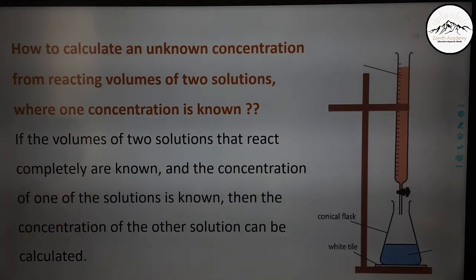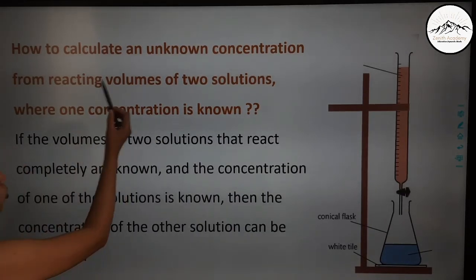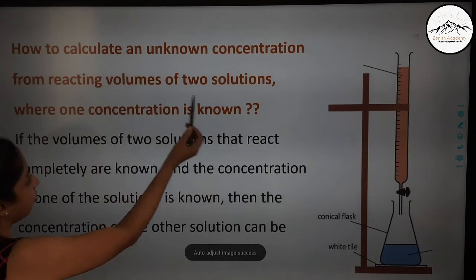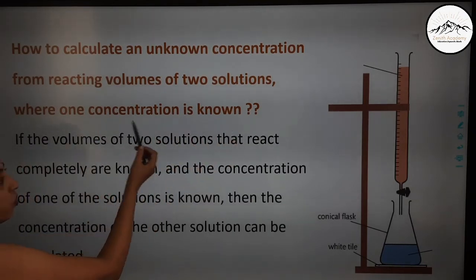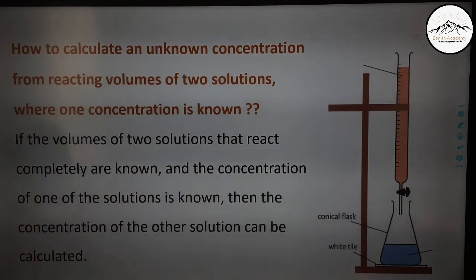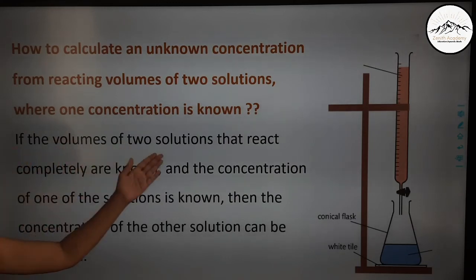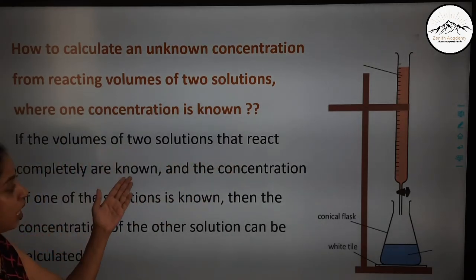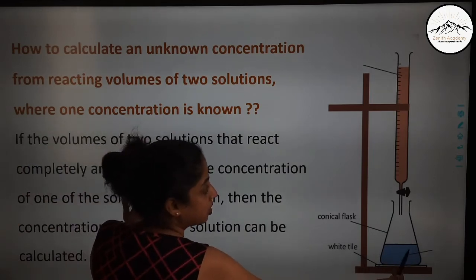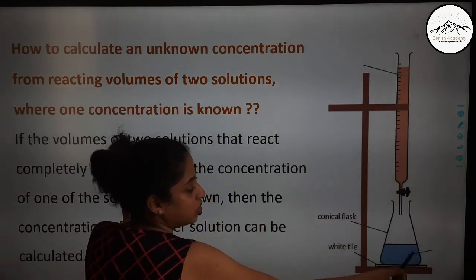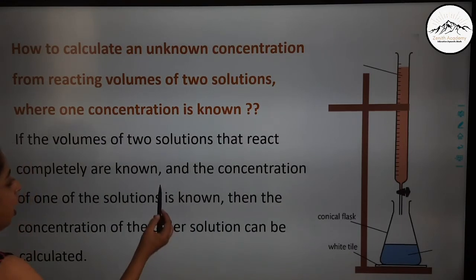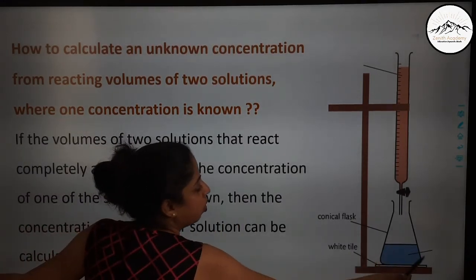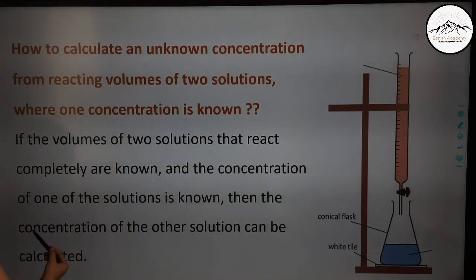Now the next question that arises is how to calculate an unknown concentration from reacting volumes of two solutions where one concentration is known. Now we all know that if the volumes of two solutions that react completely are known, so if we know the volume of this and the volume of this acid which has reacted with this, okay, and the concentration of one of the solutions is known, and we know the concentration of this alkali, then the concentration of the other solution can be calculated.